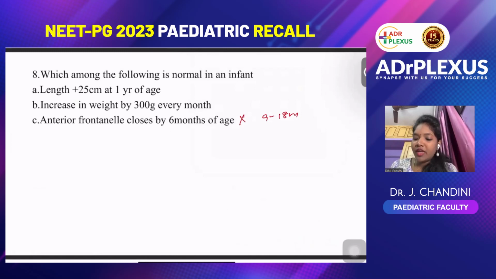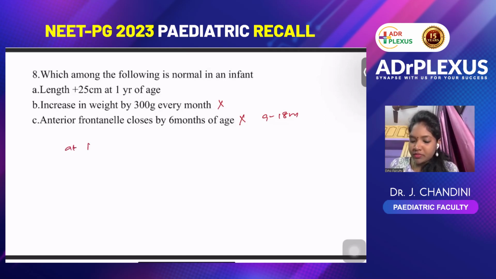Clear. Increase in weight by 300 gram every month. No, it is not the same. It differs as the baby grows. Okay, it is not standard like every month the baby will gain 300 grams. What about the first option? Length plus 25 centimeters at 1 year of age. So what is the approximate length you expect at 1 year of age?